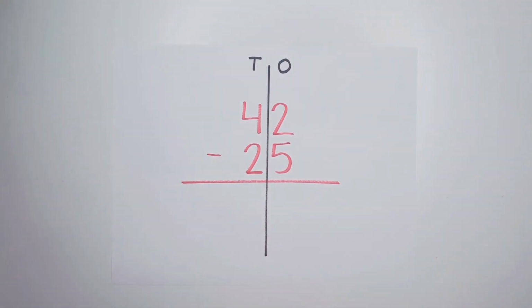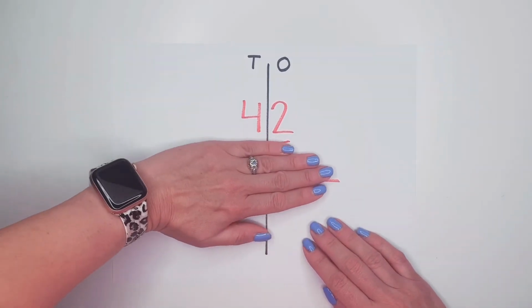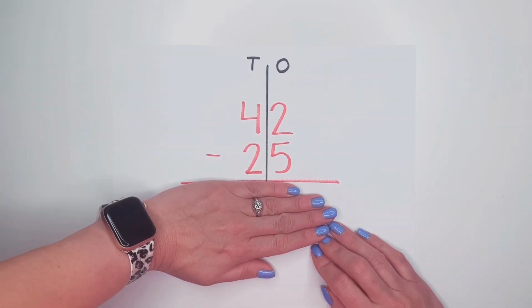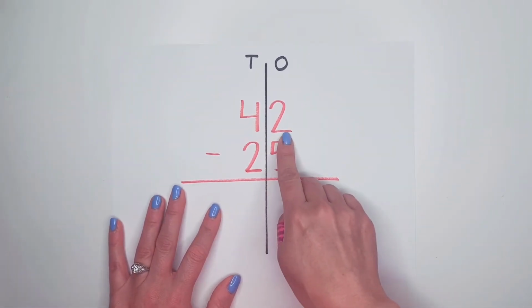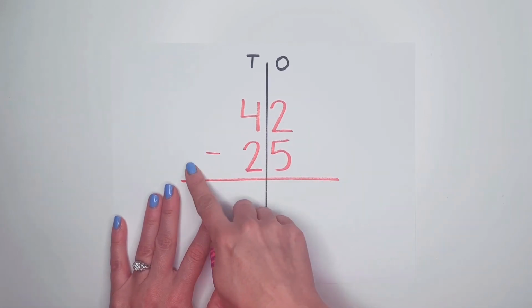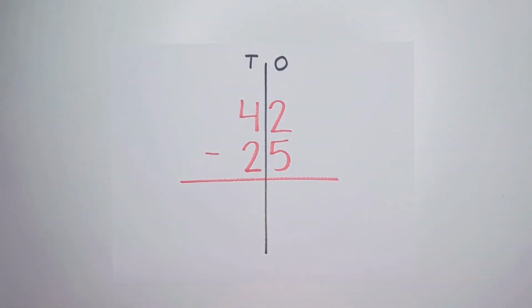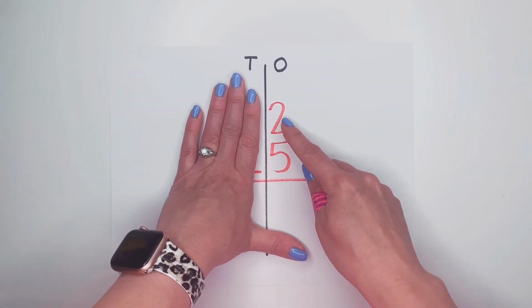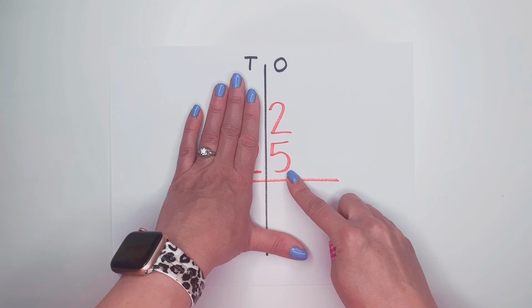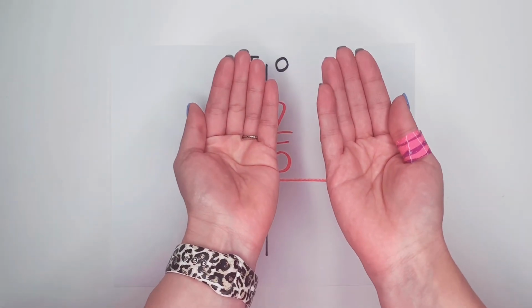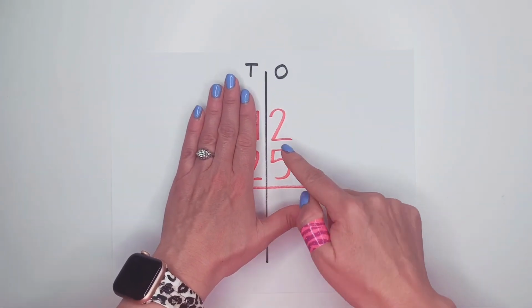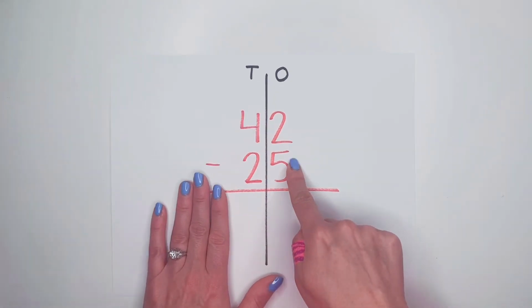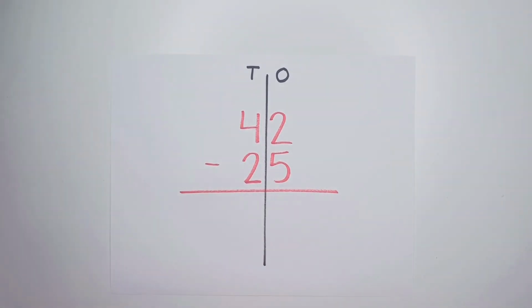So here I've set up our problem vertically. We have 42 minus 25. We have 42 at the top because that is a larger number and we're going to subtract the smaller number. We're going to start with the ones. Let's look at our subtraction. We have 2 minus 5. Well, if I have 2 cookies, I can't give 5 cookies away. So we need to go next door and borrow 10 more.